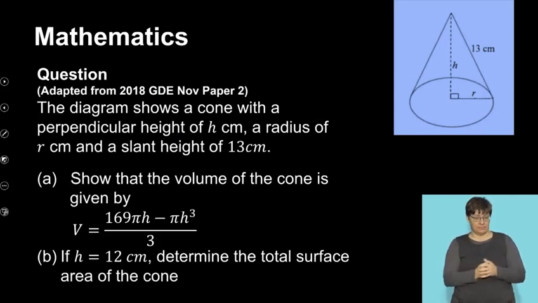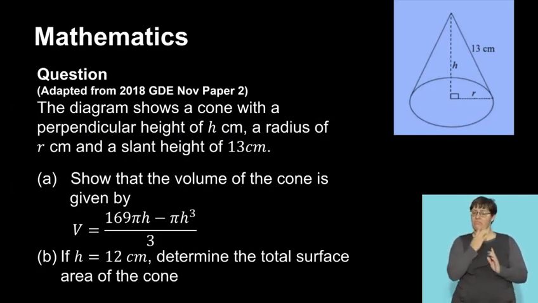Okay, so A is asking me to show that the volume of the cone is given by V is equal to 169 pi h minus pi h cubed over 3. Then B is asking me, if h is 12 centimeters, determine the total surface area of the cone. So we're going to start with A.